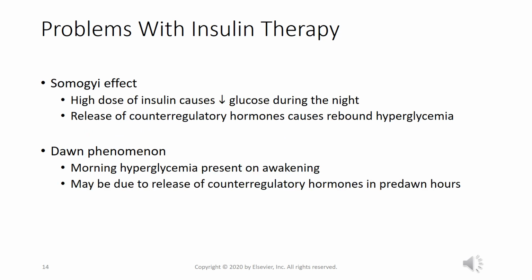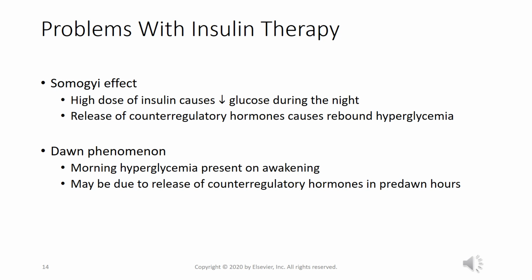All right, these next two are super important. They will definitely be on your exam. Somogyi effect and dawn phenomenon. And I'll go over both of these. And again, if you have questions, jot them down, email me. So first we'll talk about Somogyi effect.